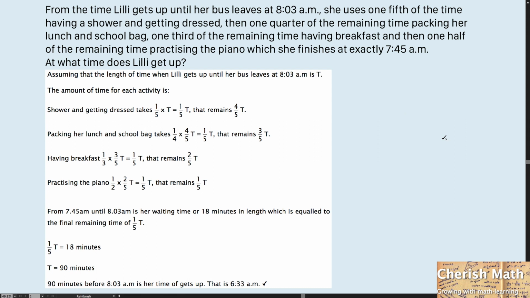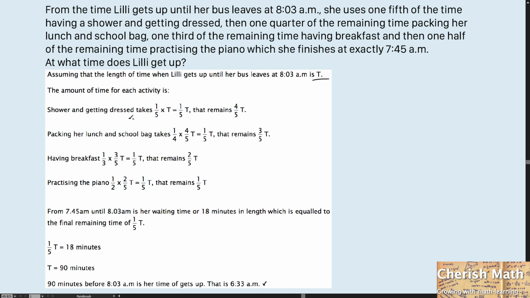Here is the list of the activities that I lay out to show what Lily is involved in. We're looking at the total amount of time that I label here as the variable t, from when she gets up until her bus leaves at 8:03 a.m. Each of the activities is shown in the list here.